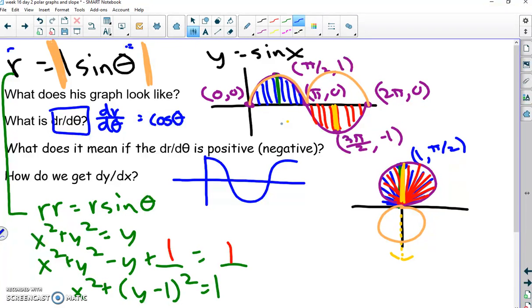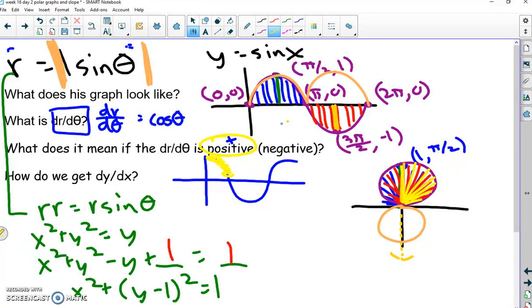What do you think it means if it's positive? Here's this section that's positive right here. That's the positive section. What do you think that means to your chomper? If your chomper's dr d theta is positive, does it mean the radius is positive or the radius is growing? Yeah, so dr d theta, if it's positive, look what happened to these guys. Small radius got bigger, got bigger, got bigger. Do you guys see that?